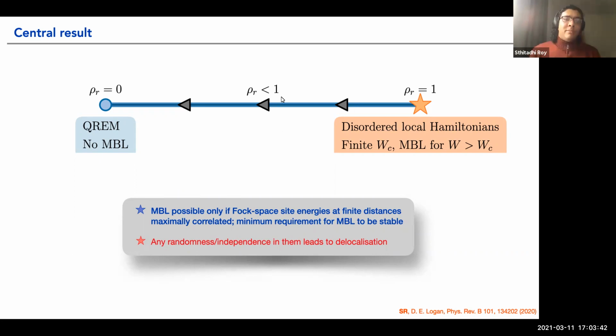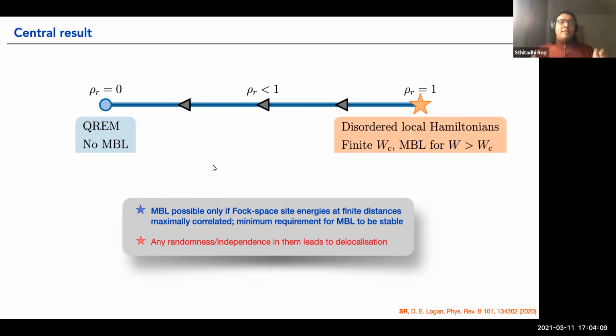And of course, there's a question about what happens at intermediate values of this reduced covariance when the Fock-space height energies are partially correlated. And again, there is some dirty algebra involved, but what you can show is that that model basically is like the quantum random energy model in the sense that there is no many body localized phase. So any sort of randomness or independence in the Fock-space height energies at finite distances actually leads to delocalization.